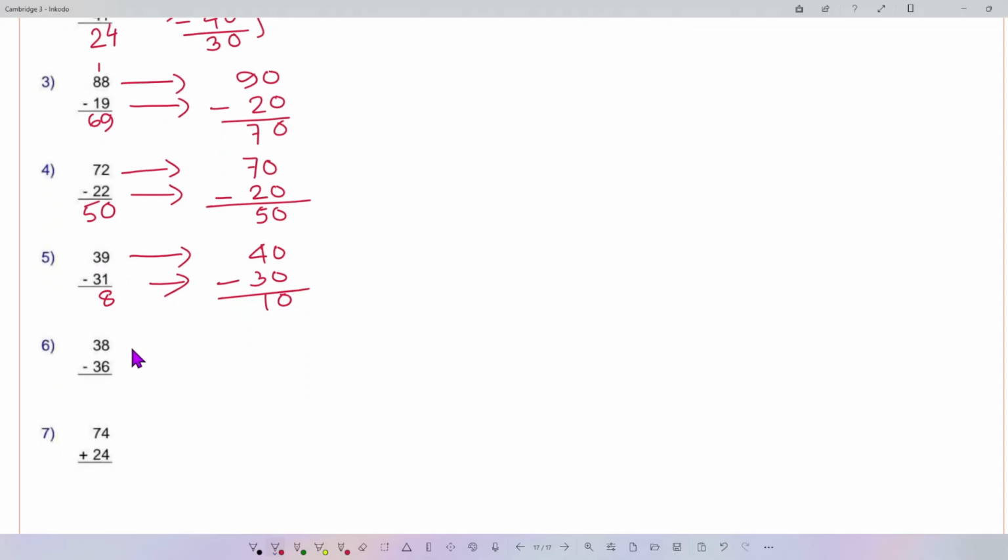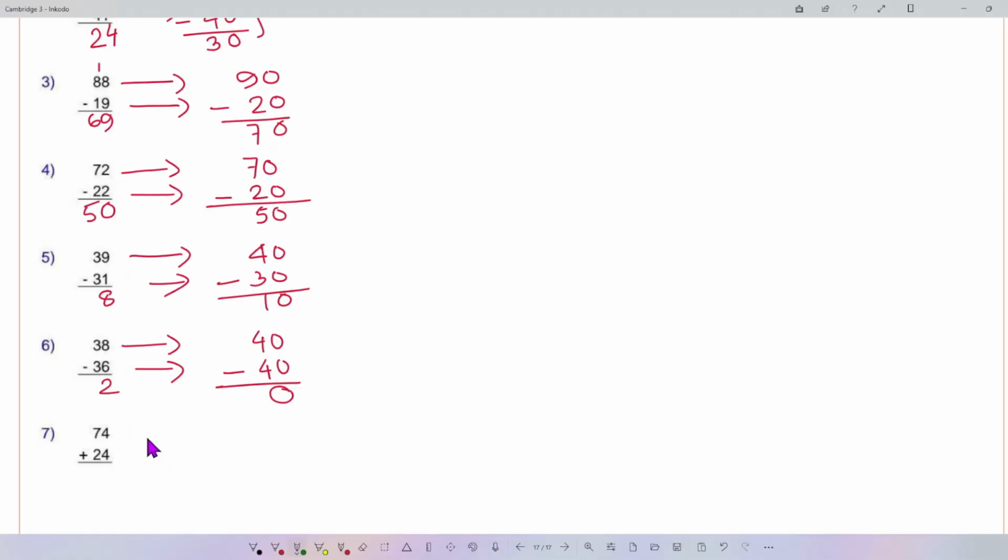How about 38? 38 estimate value, which is nearest 10, is 40. 36 nearest 10 is also 40. The difference is 0, but the exact difference is 2.